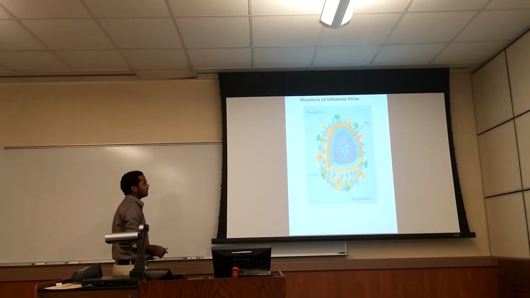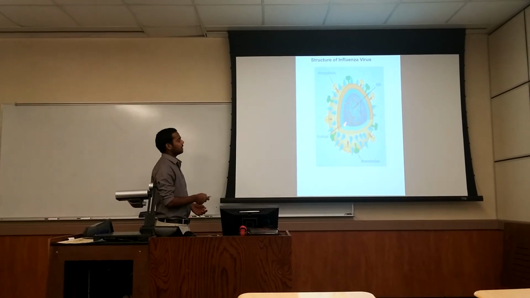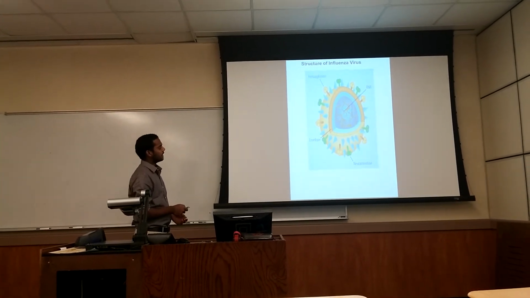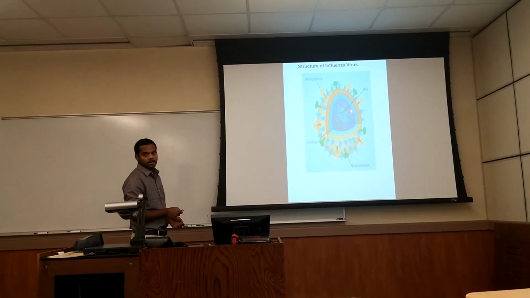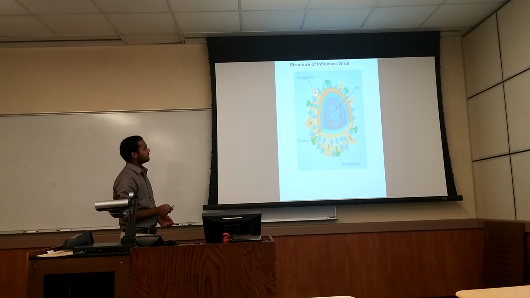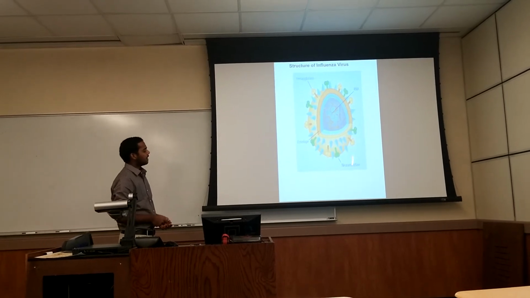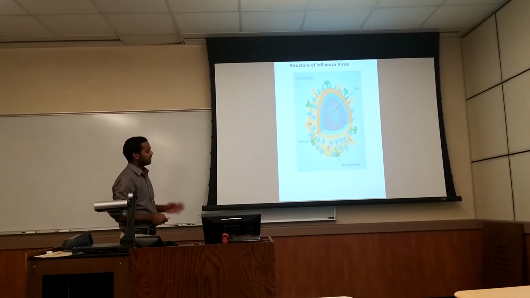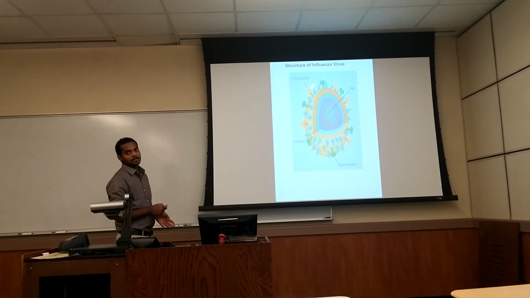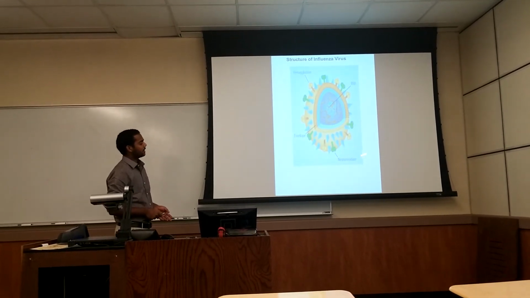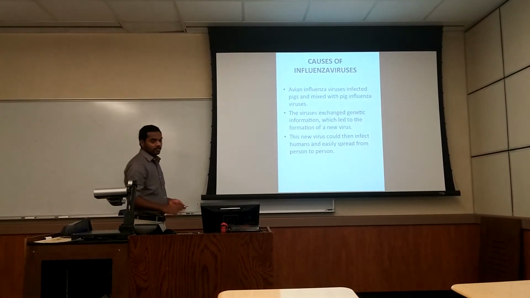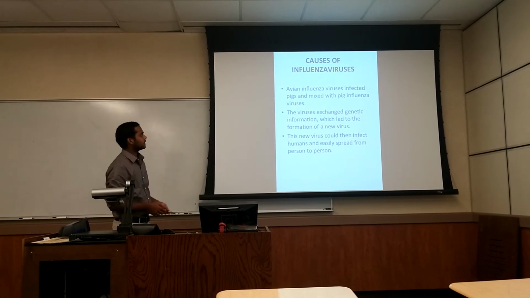This is the basic structure of influenza virus. You can see these are RNA. This is negative-sense single-stranded RNA, which has 8 segments. Of these, hemagglutinin and neuraminidase are the main focus of our project because they are responsible for its virulence. I will tell you about all the 8 segments in the coming slides.